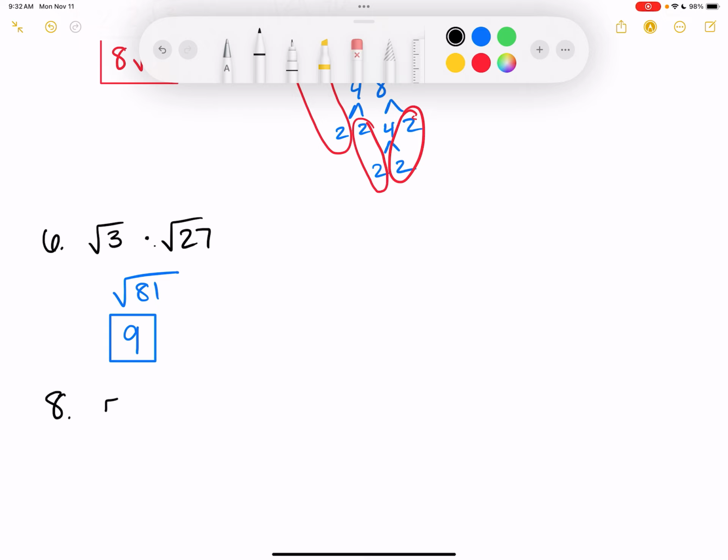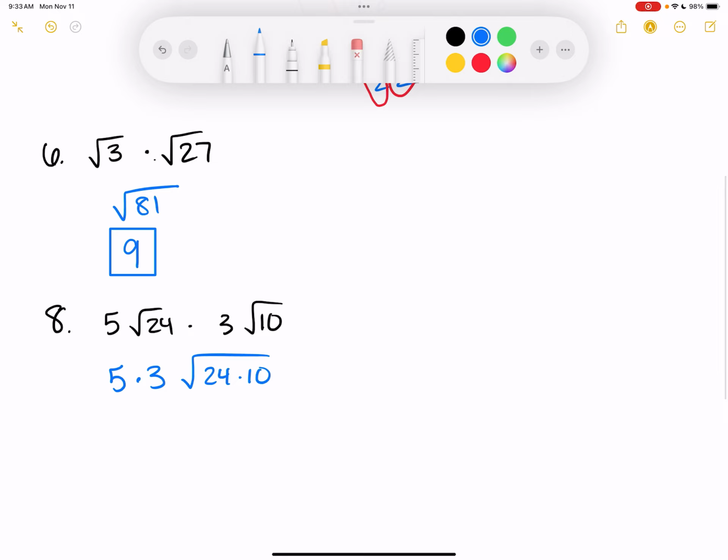8. 5 square root of 24 times 3 square root of 10. So I can multiply the stuff outside and multiply the stuff inside. So I would have 5 times 3, and then the square root of 24 times 10. I'm just showing you what it is; you would probably just go straight to the number. The reason I left this as 24 times 10 inside is, one, for you to see it. But the other thing is, when I go to break it down, it doesn't really matter what 24 times 10 is, because I'm going to be breaking it down anyways.